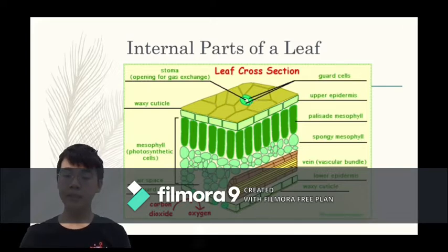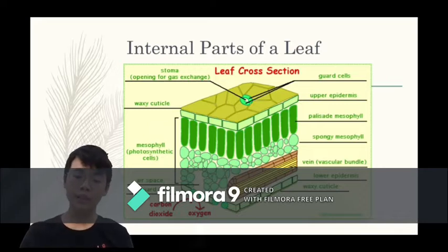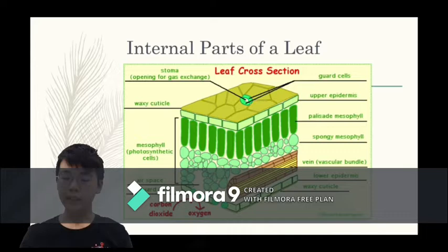Next, we have the waxy cuticle. Waxy cuticle is made up of hydrocarbons and wax. This makes the waxy cuticle hydrophobic, or repels water. Just underneath the waxy cuticle, we have the upper epidermis. The cells of the upper epidermis are very closely packed together. The upper epidermis has mostly a protective function. It allows light to come in and it also prevents water loss.